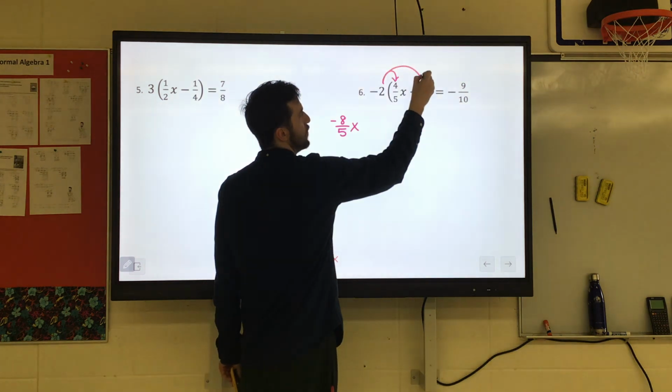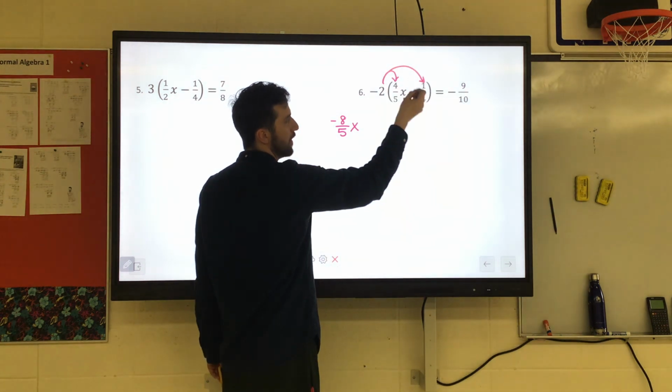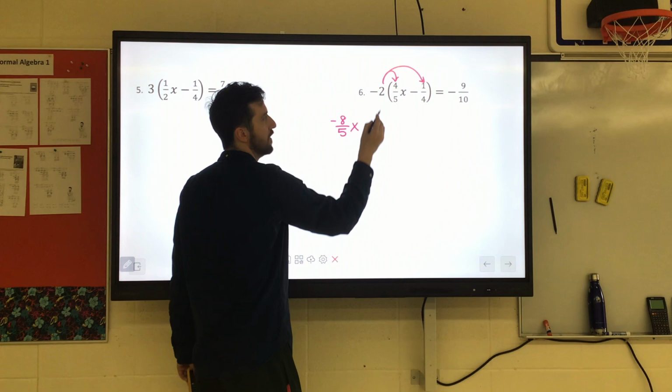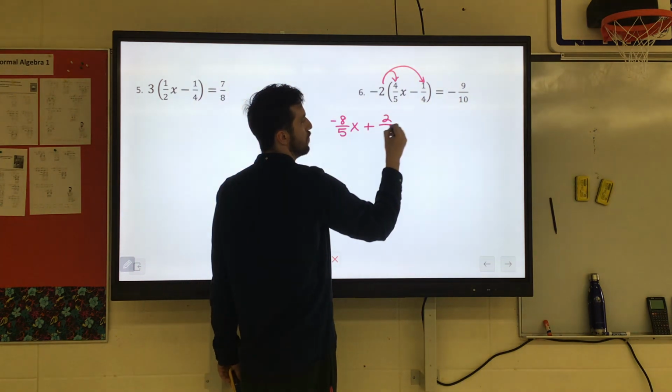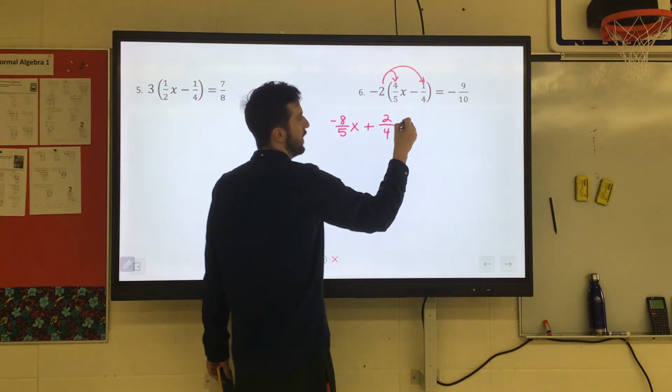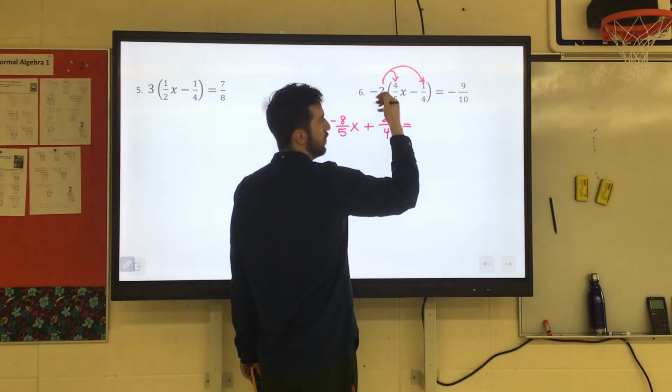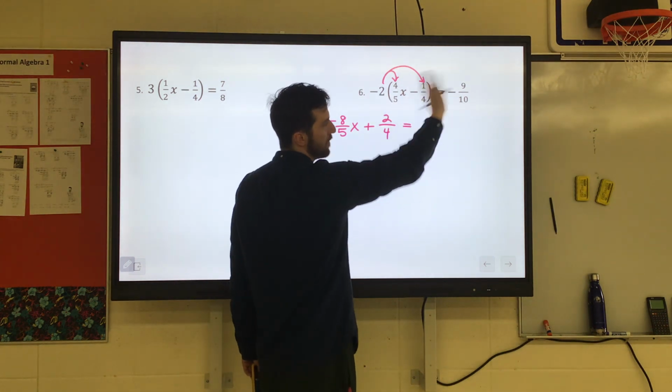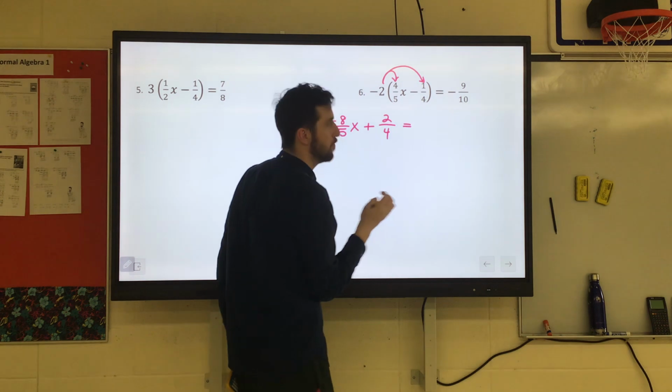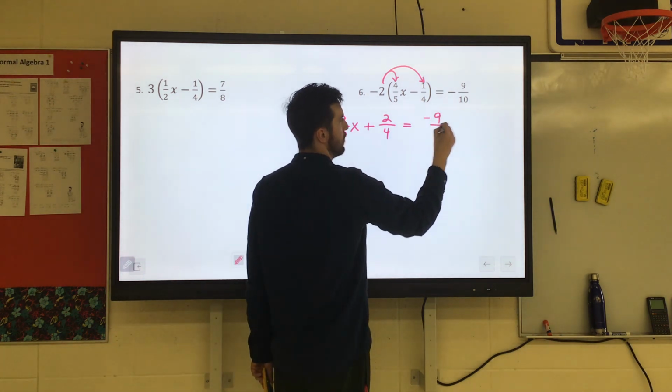Here we're doing negative 2 times negative 1. Negative times negative switches it to plus. 2 times 1 is 2, so we have 2 over 4. Equals, we don't multiply the negative 2 over there. That's on the other side. It's not connected with the parentheses, so we just keep it negative 9 over 10.